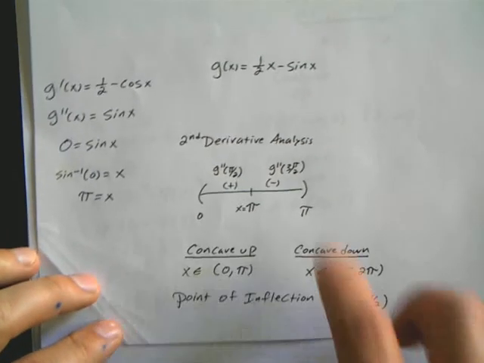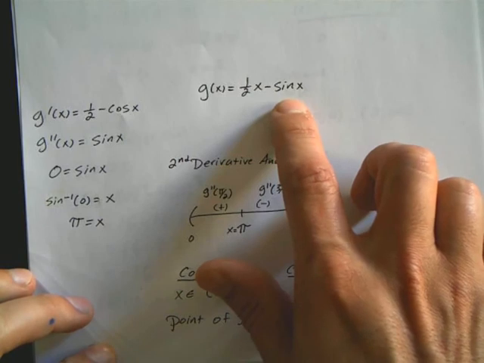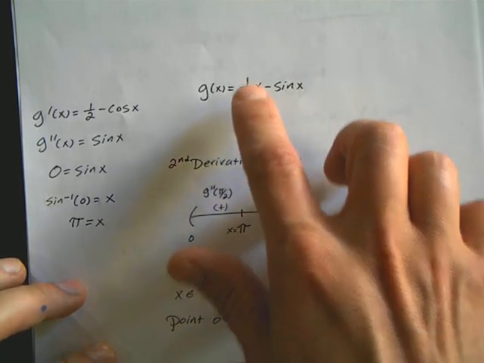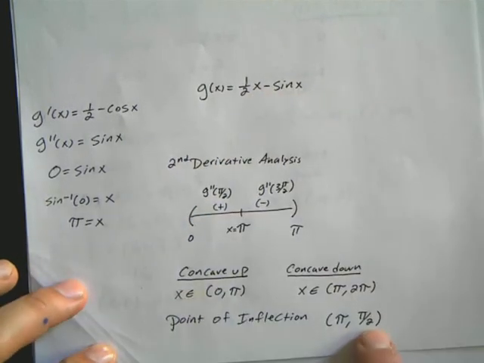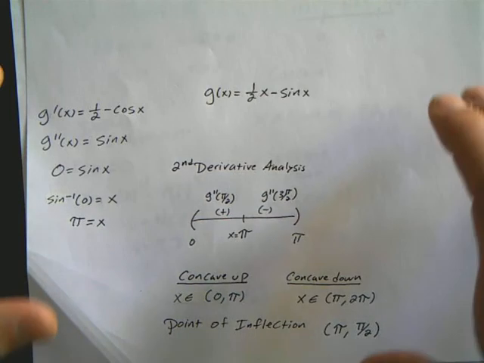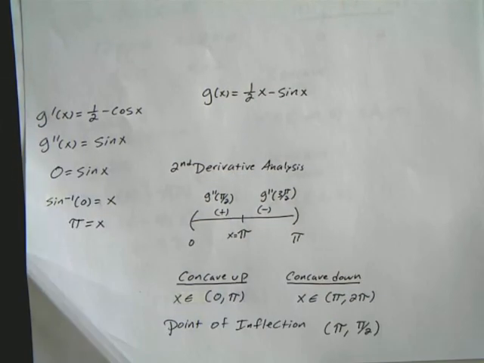So I can check this tomorrow. I can clarify if you have any questions as far as the second derivative analysis and all that. This should have been 2 pi. And that's it.